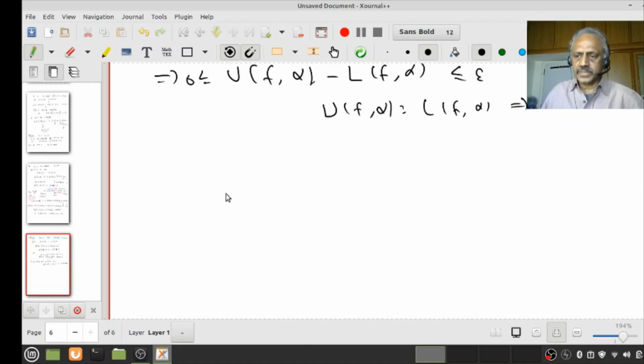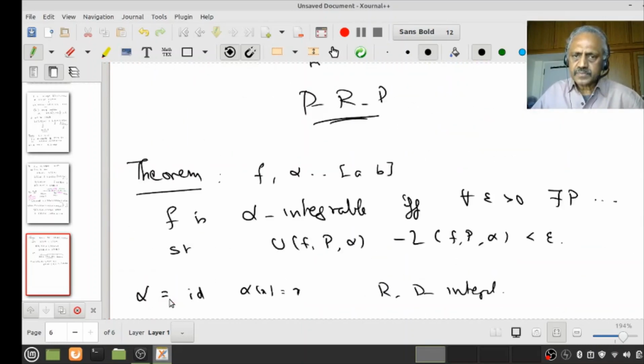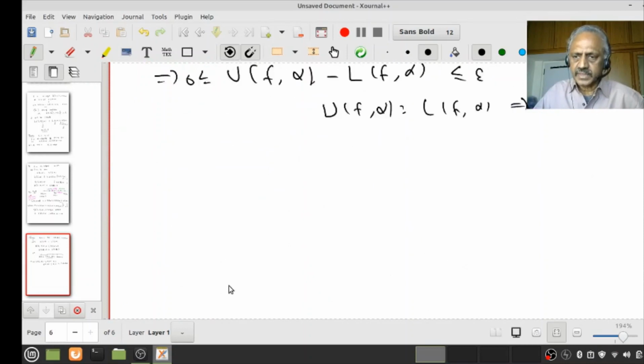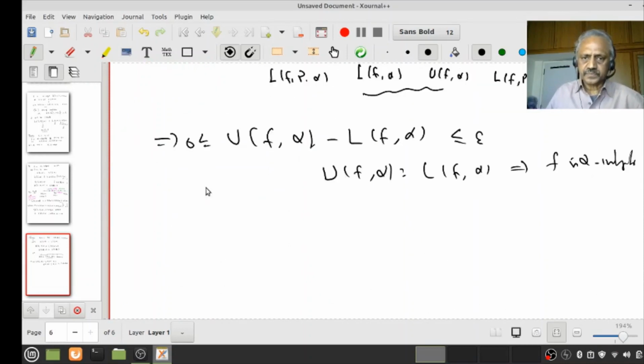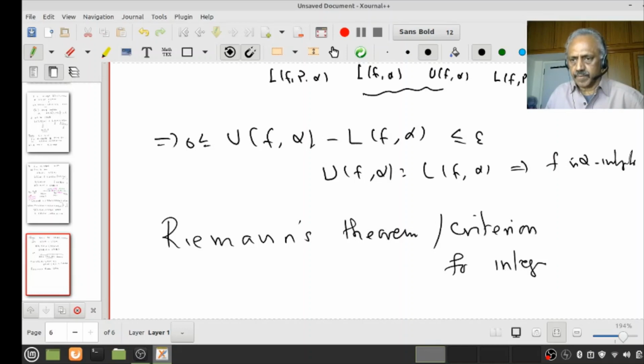Okay, this theorem is known as Riemann's theorem, or Riemann's criterion for integrability. This is a very powerful theorem.